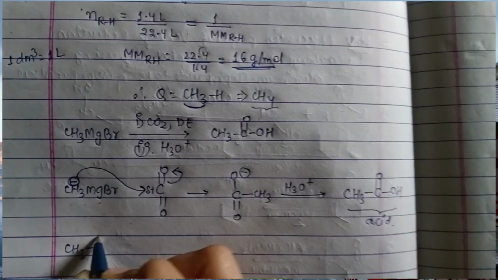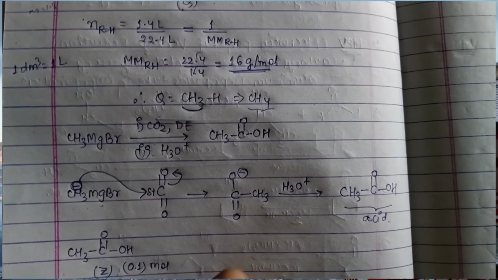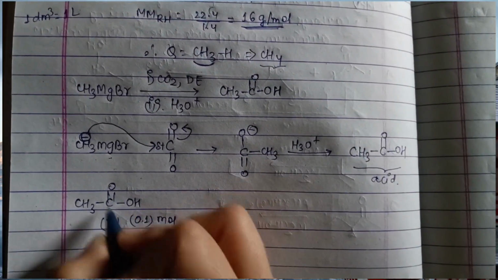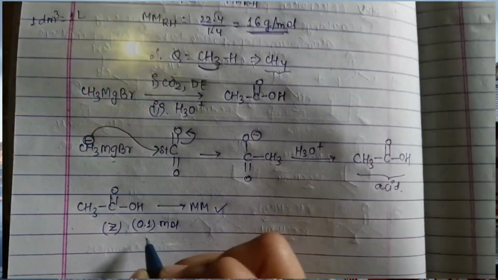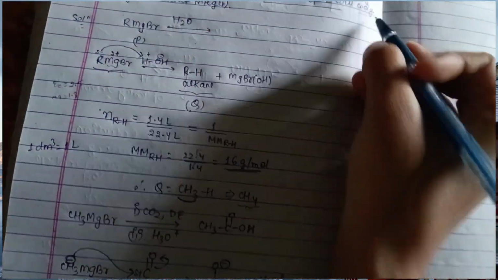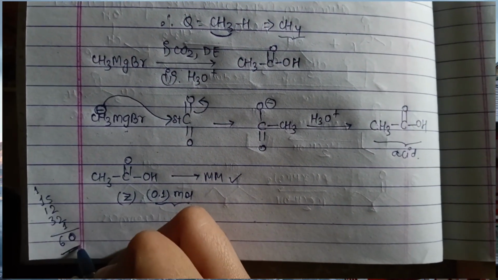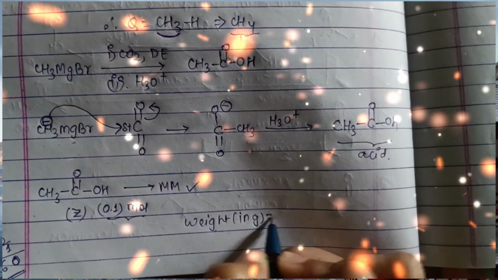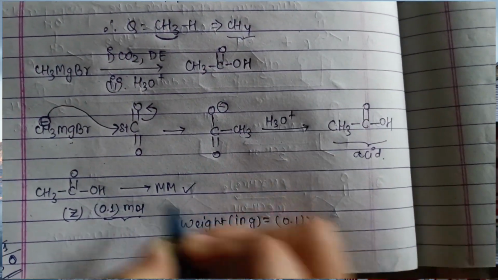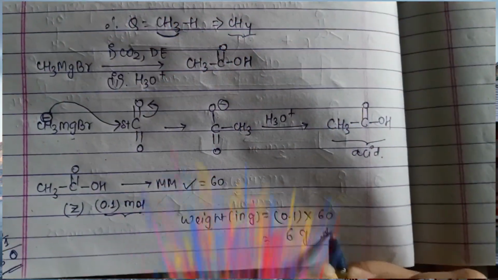And this CH3COOH, as the question says, is Z, and we have 0.1 mole of this compound, which is acetic acid. Since we have 0.1 mole of this, and we also have the structure, we can find the molecular mass of this compound, and we already know the number of moles, so we can calculate the weight. The molar mass of CH3COOH is 60 grams. So now we can calculate the weight, which will come in grams, equal to 0.1, which is the number of moles, multiplied by the molar mass, and molar mass is coming out to be 60. So 6 gram is our answer. Thank you.